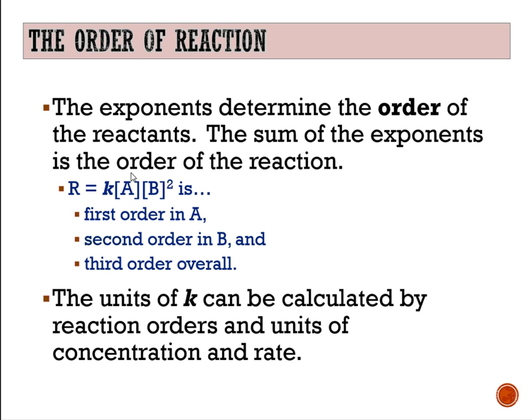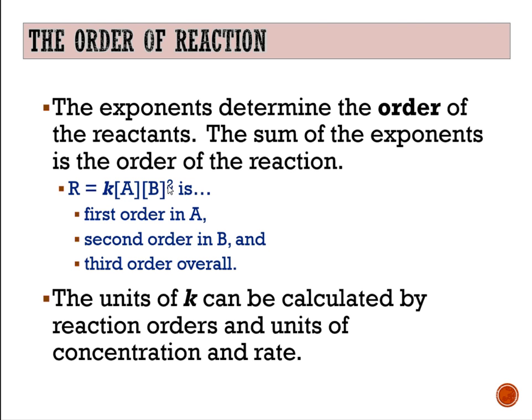Third order is calculated by simply adding the coefficients. But to make sense of the word order, what it means is if we were to double the value of A, that means it would double your rate. Okay? If a reaction part is second order, like B here is second order, then if we double B, we can expect to quadruple R because of this square.